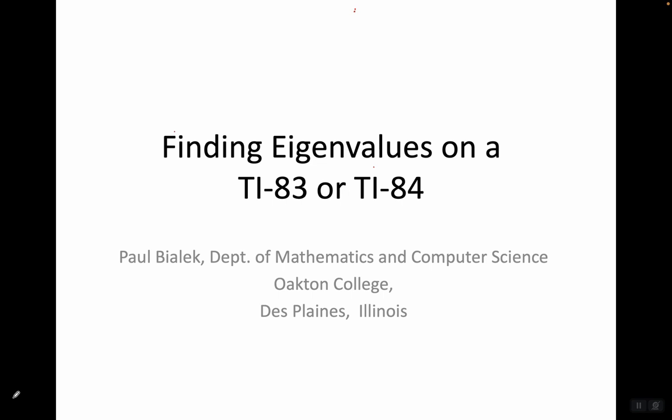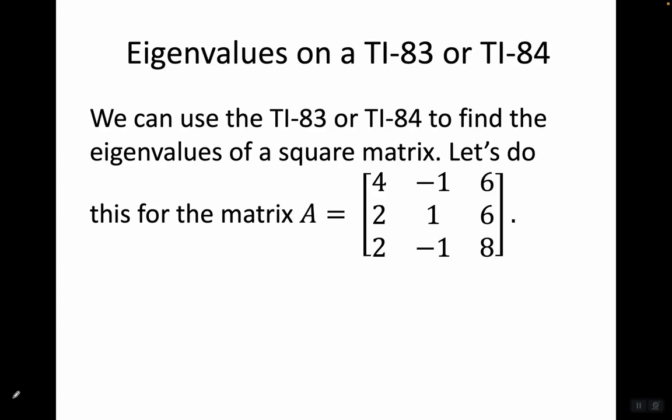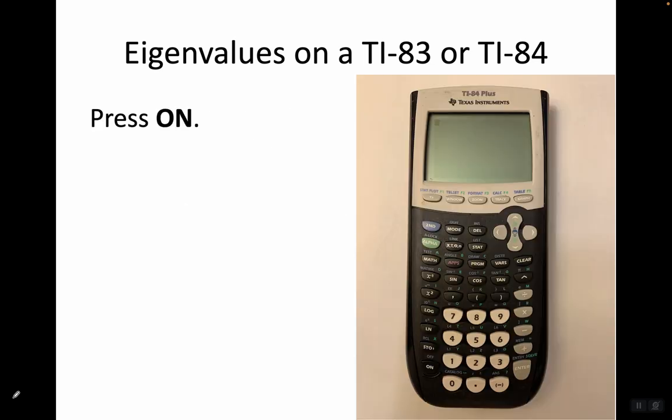Let's talk about finding eigenvalues on a TI-83 or TI-84. We can use the TI-83 or TI-84 to find the eigenvalues of a square matrix. Let's do this for the matrix A equals 4, -1, 6, 2, 1, 6, 2, -1, 8.